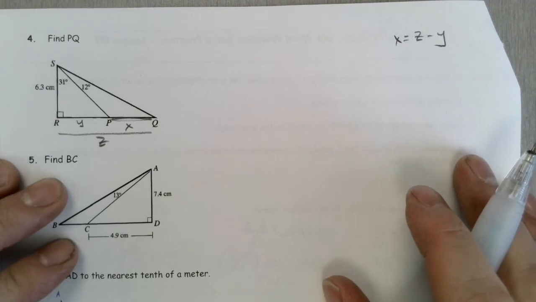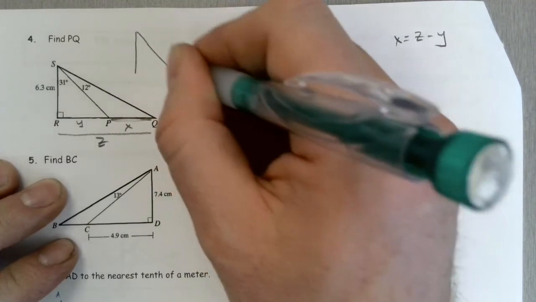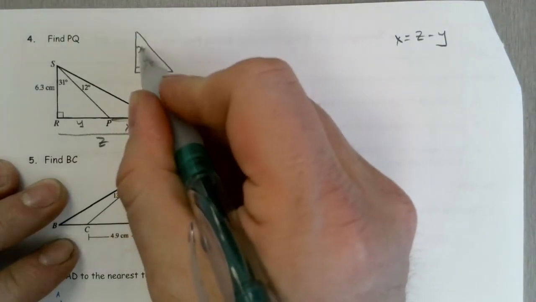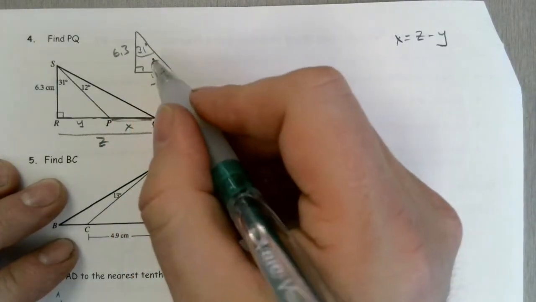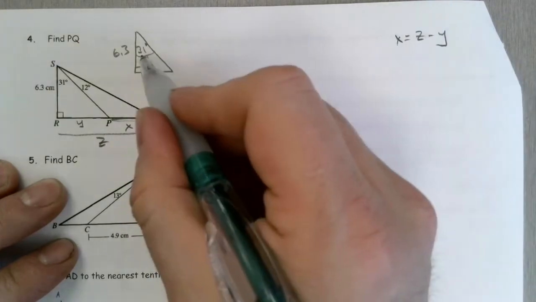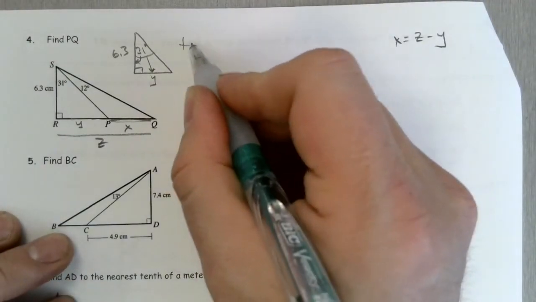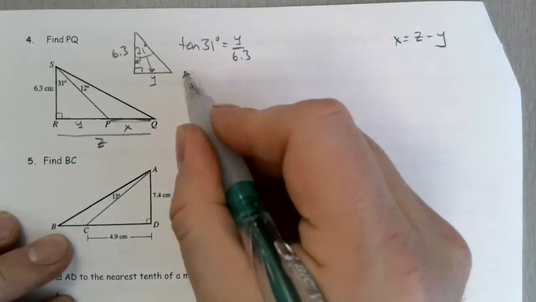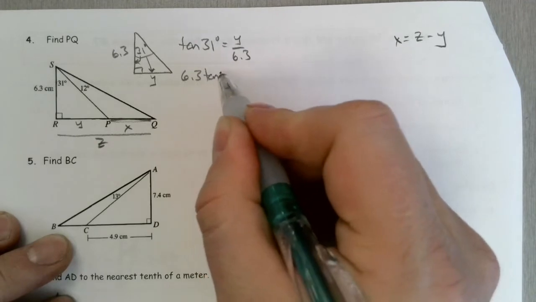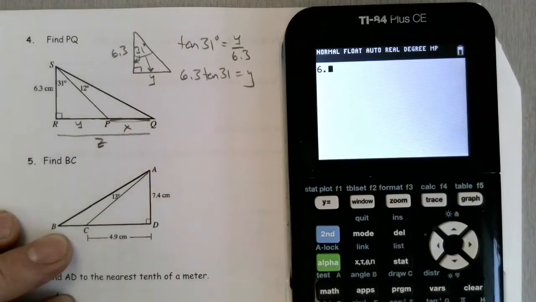Now, what I'll do here is I'm going to break this up into the two different triangles. So first of all, I've got a triangle where this is 31 degrees, and here's 6.3. Now, I'm looking for Y. Because that's the angle I've chosen here, Y is my opposite. 6.3 is my adjacent. So that's going to be tangent. So the tangent of 31 degrees will equal Y over 6.3. And then just like I've done a bunch of times before, I'm going to multiply that up. Bring over my calculator, and 6.3 multiplied by the tangent of 31 to the nearest tenth is going to be 3.8.